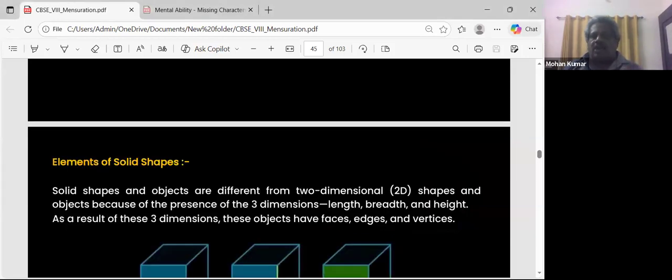Now, let's look at the elements of solid shapes. Solid objects are different from two-dimensional 2D shapes, with the presence of three dimensions: length, breadth, and height. As a result, three-dimensional shapes have faces, edges, and vertices. Remember the three keywords: faces, edges, and vertices. Let's see what that is.